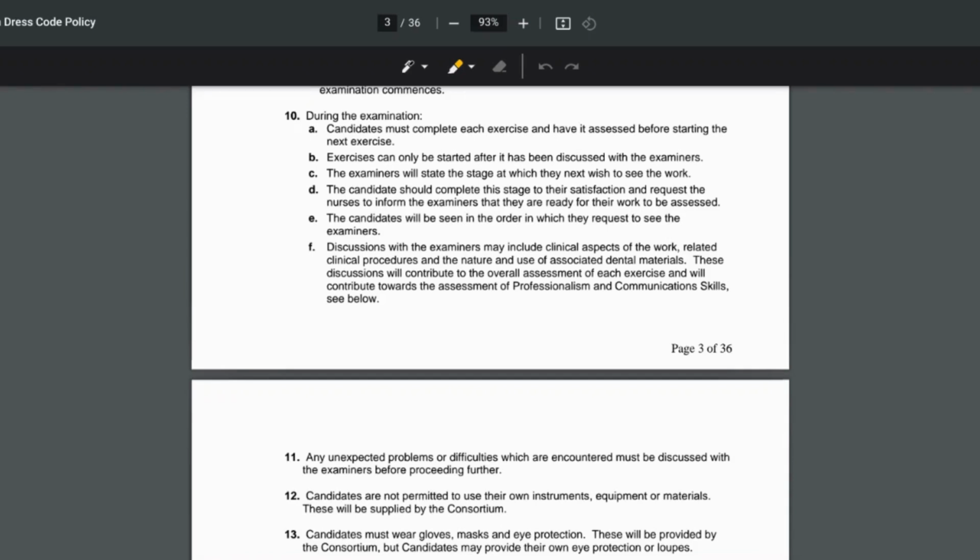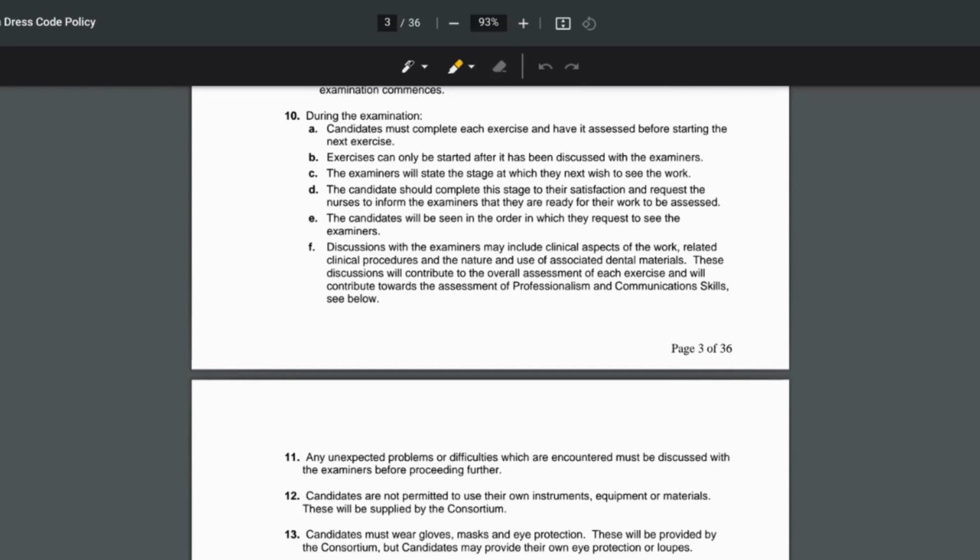I have already told you the examiners will state the stage at which they wish to see you next. So when they come to you, they may say, okay, fine, you have made the cavity, show me the liner. Or they may say you don't need to show the liner, just show me the complete filling. So that depends on what sort of exercise the examiner wants you to do.